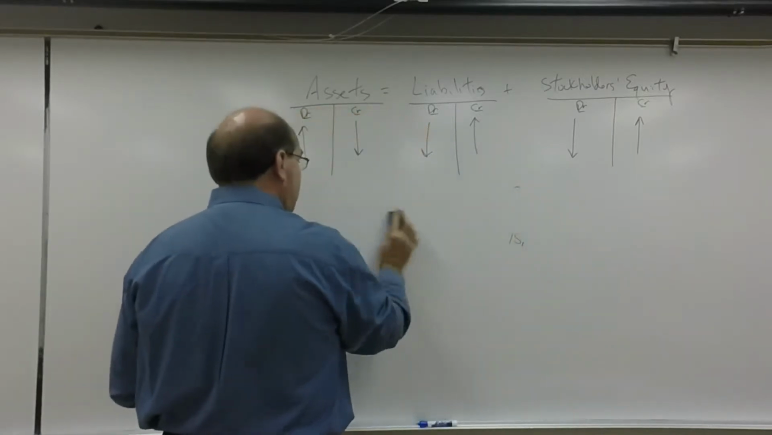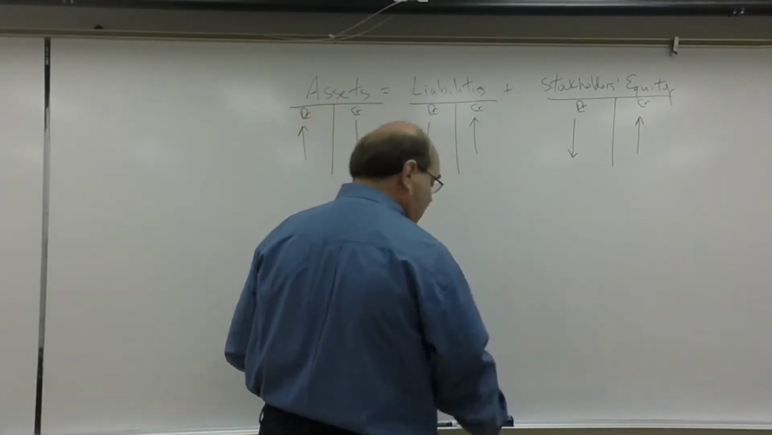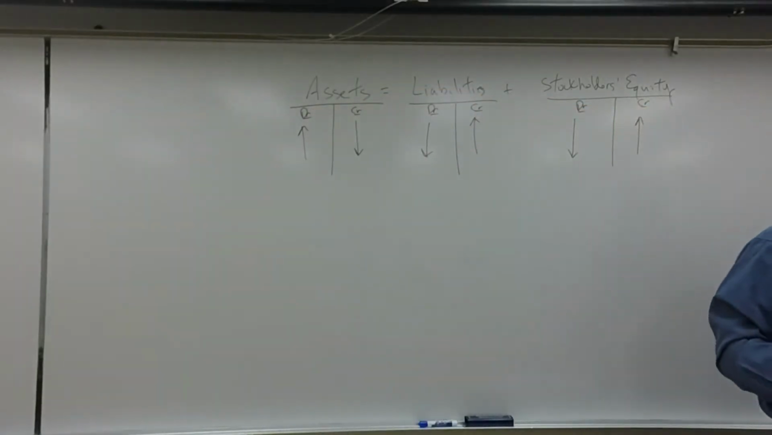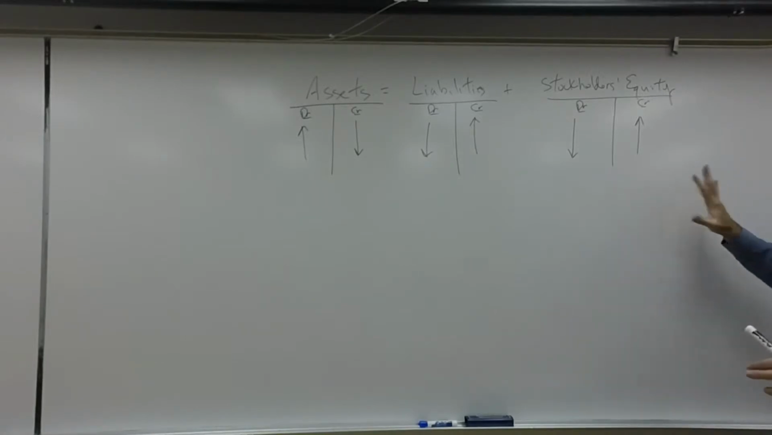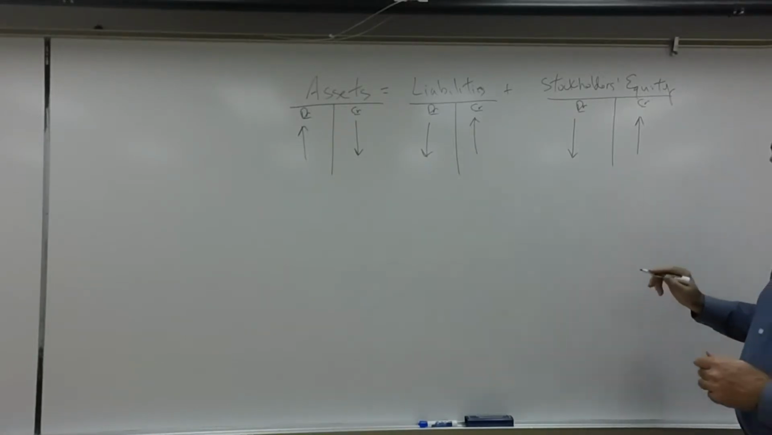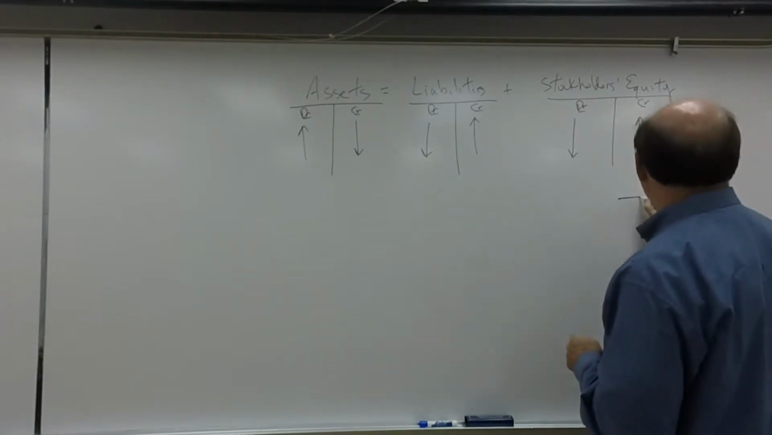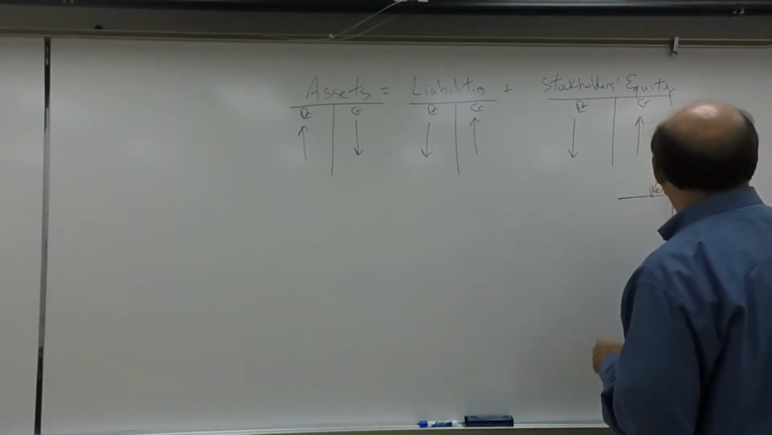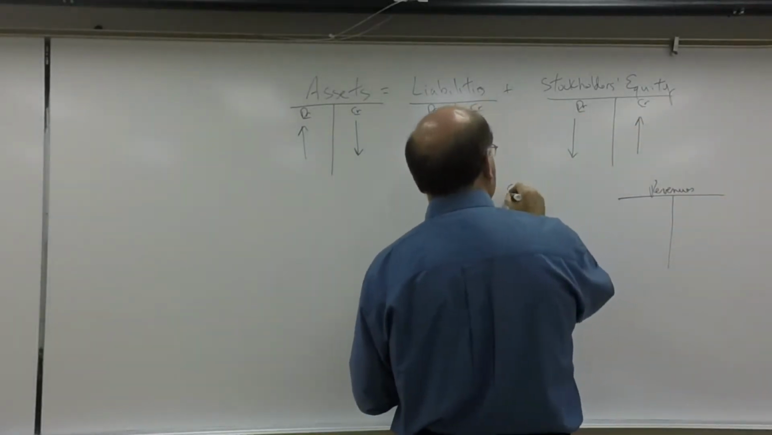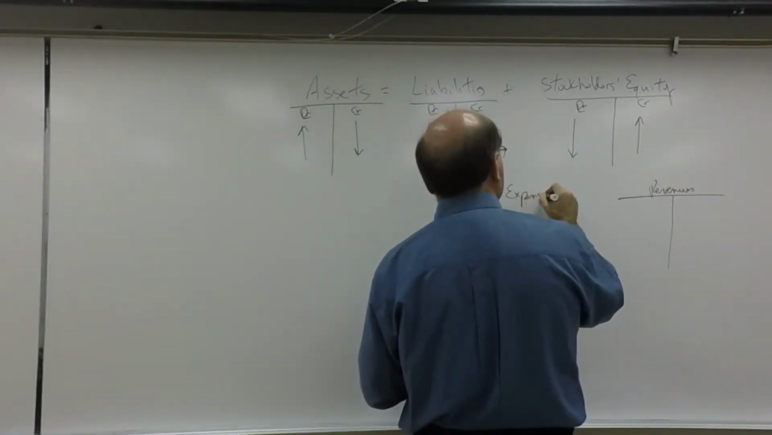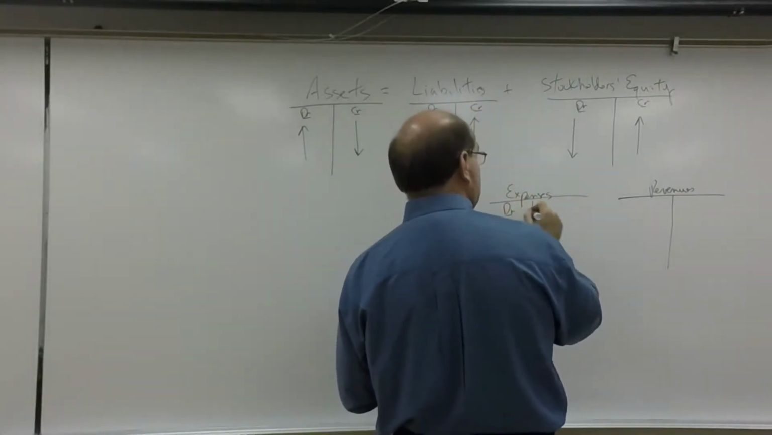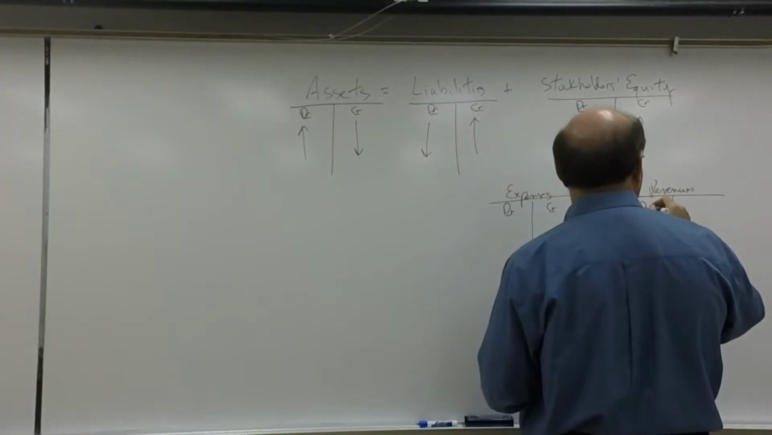Now, that's the major accounts. There's also some other accounts that we use when we sell things, pay expenses and receive revenue. And those accounts are over here on the stockholders' equity side. Let me show you how that works. We have revenues, and then we have expenses. And the same thing happens here. We have debits on the left, credits on the right.